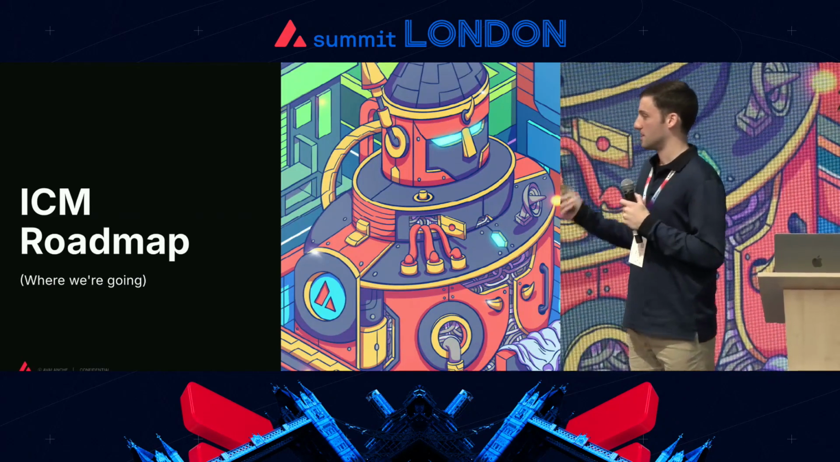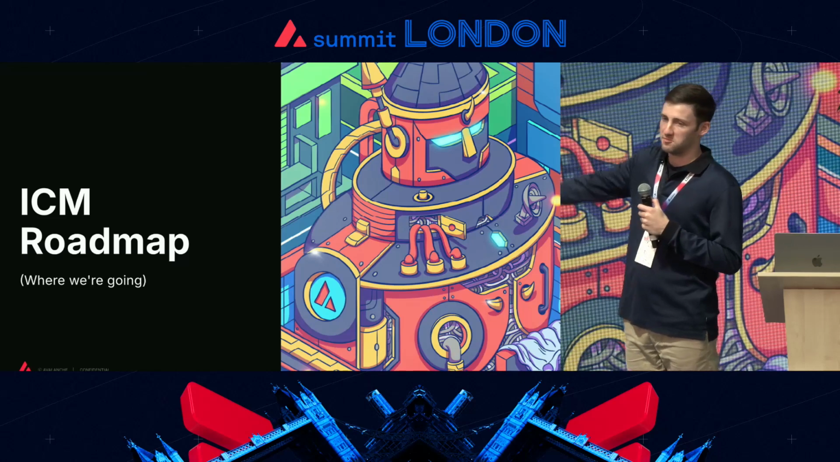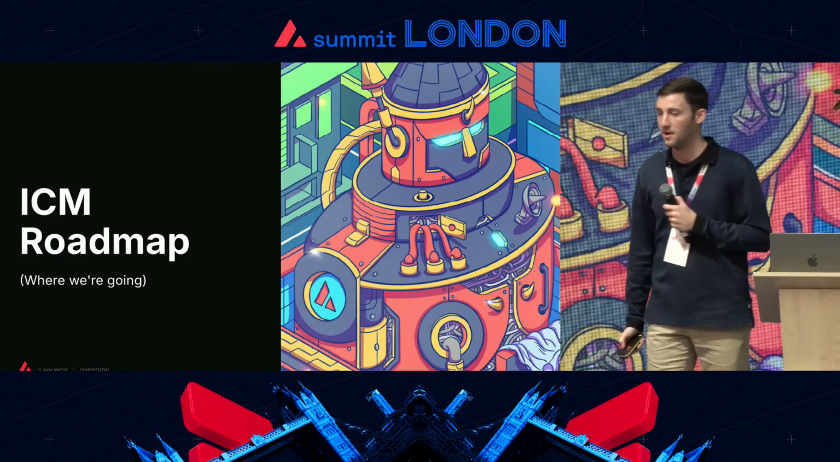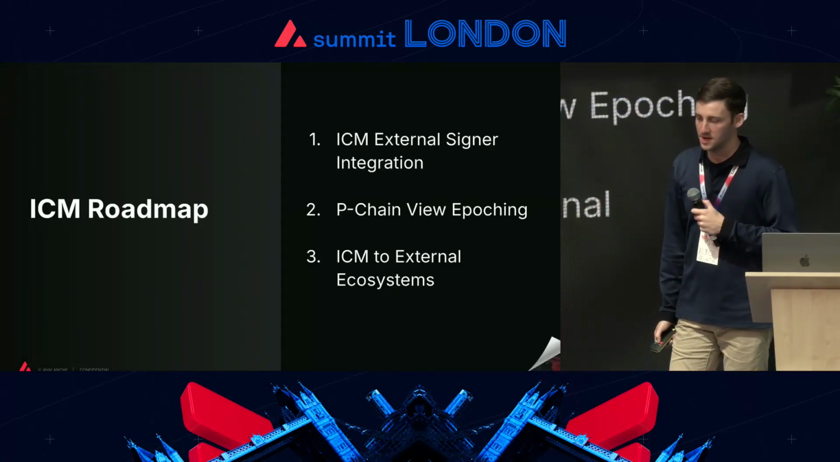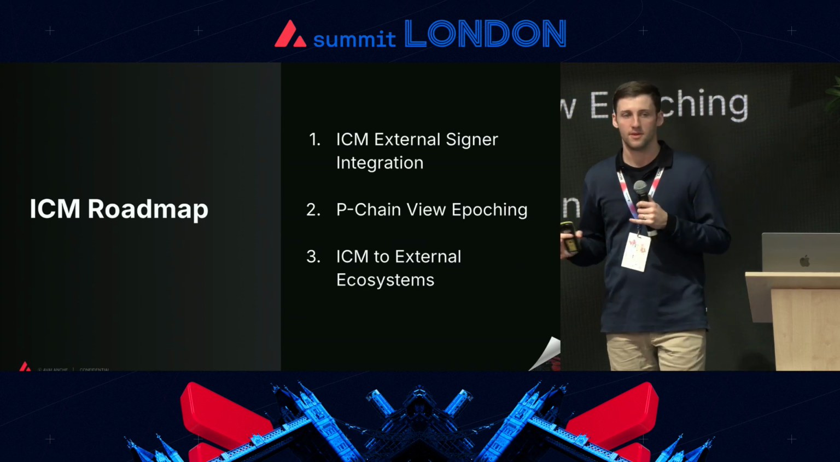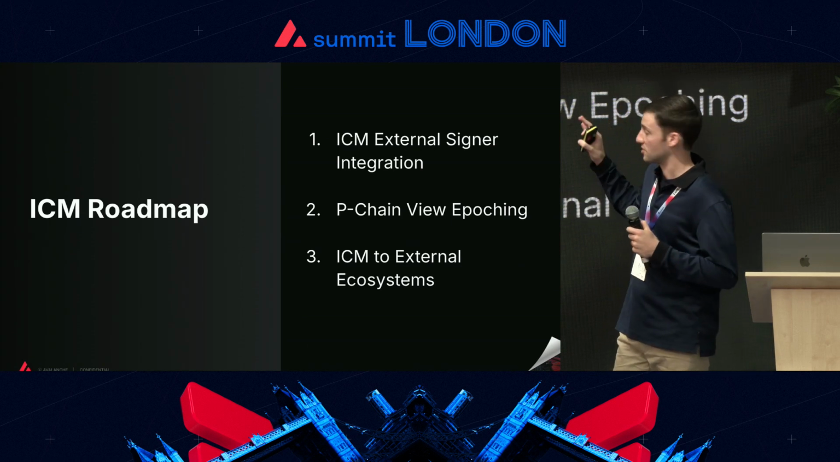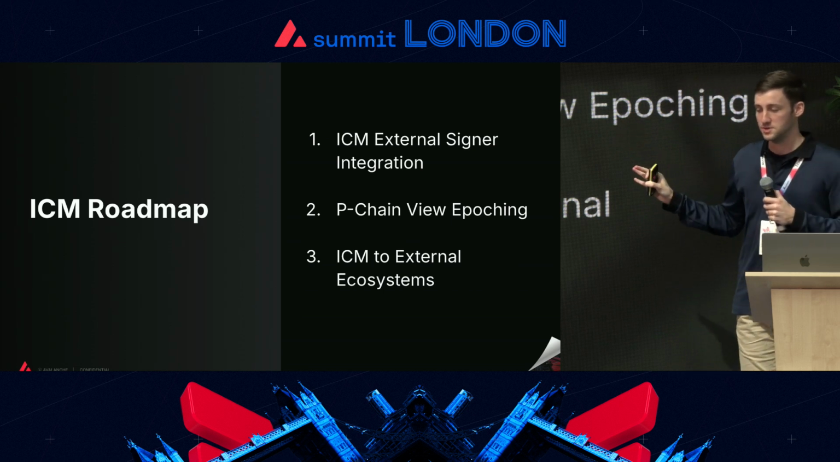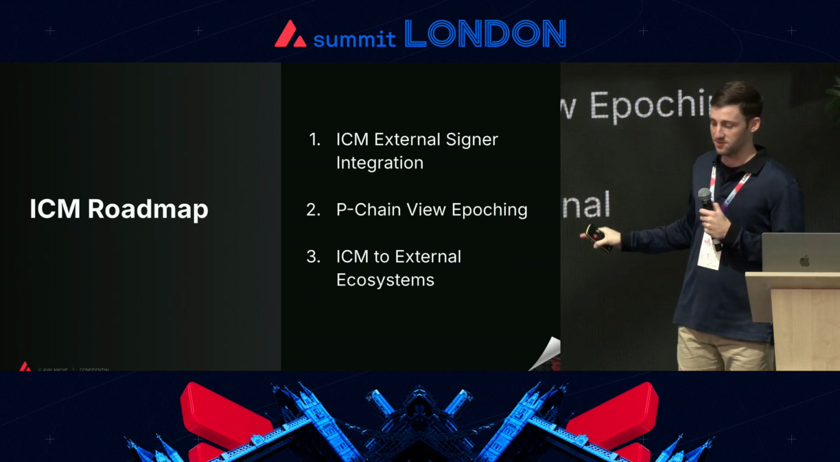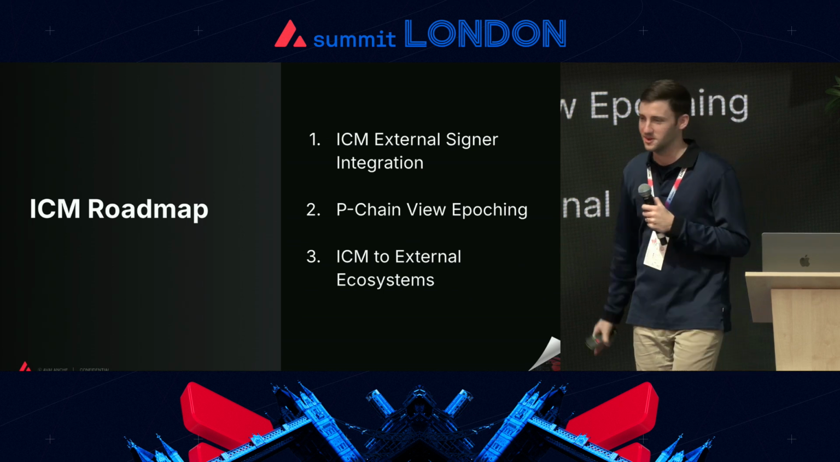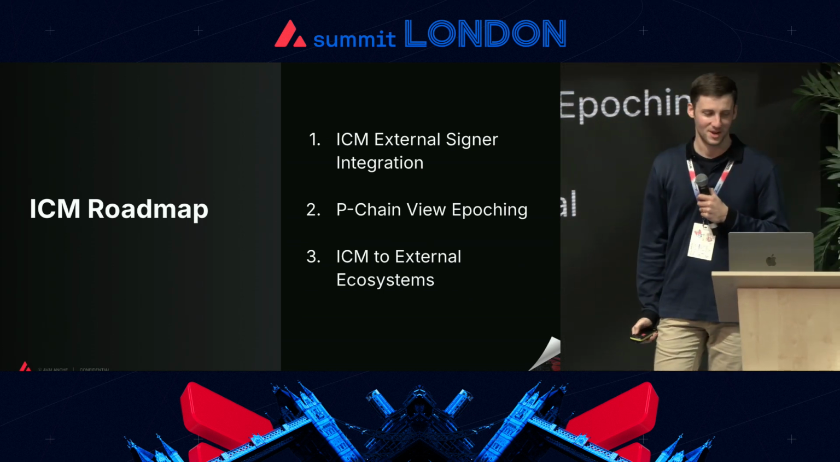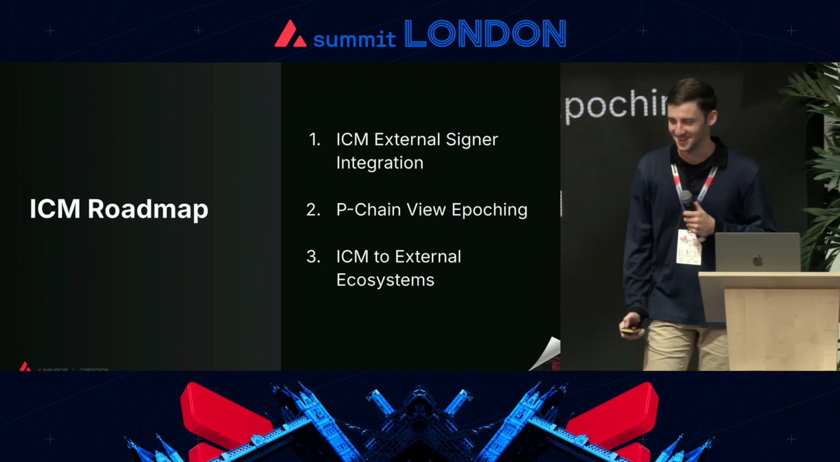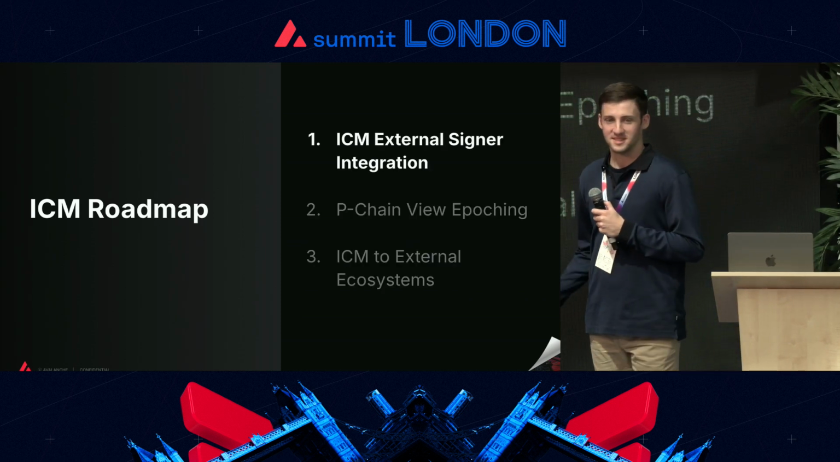And now we'd like to talk about the work that we have planned for the next 6 to 9 months or so, really through the end of this year. Breaking that down, it falls into really 3 primary projects. One is an ICM external signer integration, 2 is the P-chain view epoching, and 3 is ICM to external ecosystems, which I believe there was just a question about earlier, so excited to get to that one. Starting off with the ICM external signer, though.